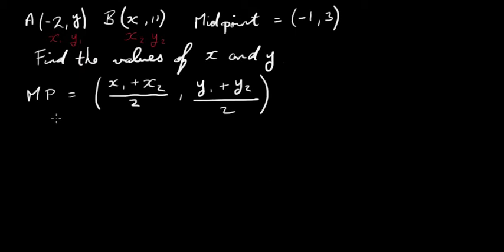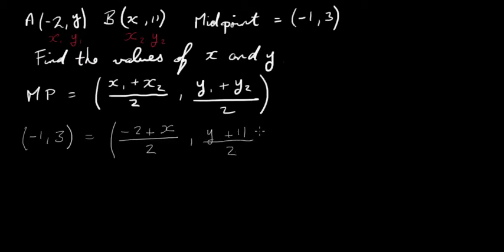Now we know that the midpoint of these 2 points is (-1, 3). So I can put that here, (-1, 3) equals. Now I can put in my x1, x2, y1, y2. So it's x1 plus x2 over 2, the average of the x's, if you like. So it's minus 2 plus x, and we have to divide that by 2. Now we've got to add the 2 y's and divide by 2. So it's y plus 11 over 2. So this is our equation here.